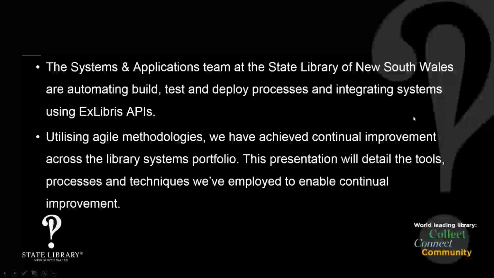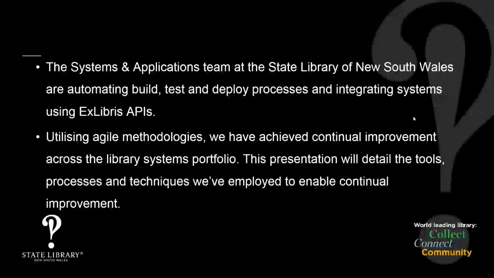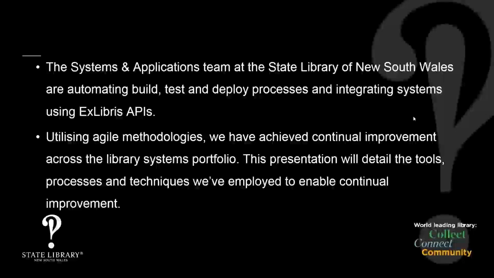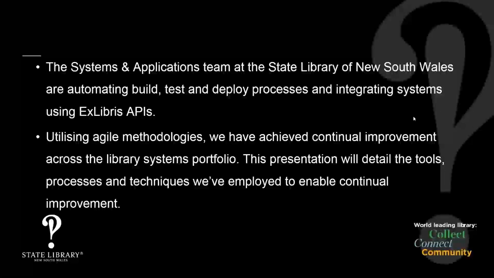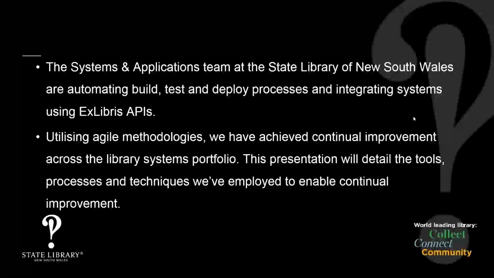Okay. So basically, we're in the process of automating build, test, and deploy processes and integrating systems using Ex Libris APIs. We're also utilizing agile methodologies to achieve continual improvement across the library systems portfolio. So this presentation is a brief look at the tools, processes, and techniques we've employed to enable continual improvement.